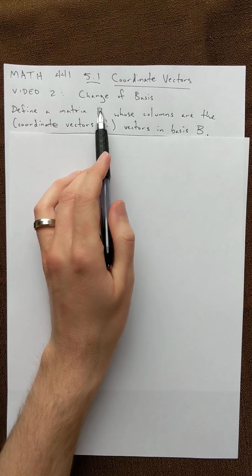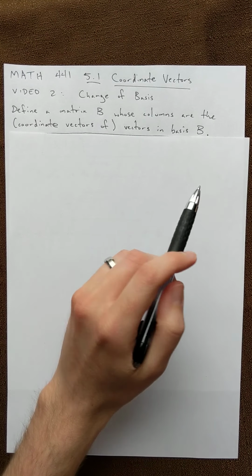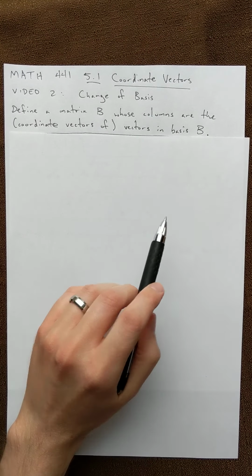Okay, in this video we're going to talk about how to change a basis, meaning how to change vectors from being represented in one basis to being written in terms of a second basis. In order to do that, we're going to need to write everything in terms of matrices. We're going to use coordinate vectors to help us.